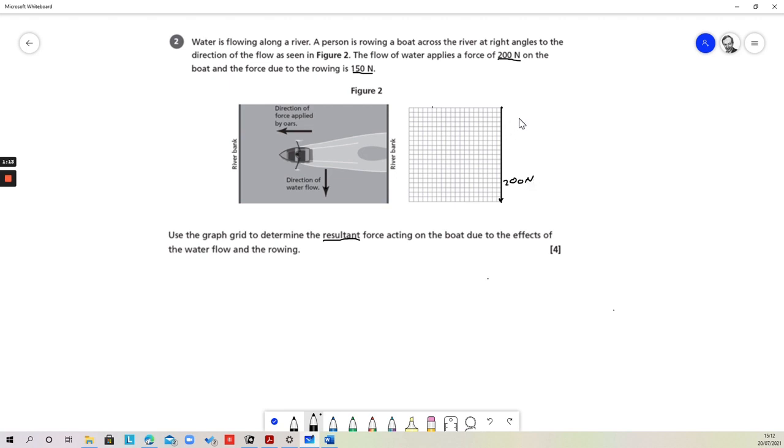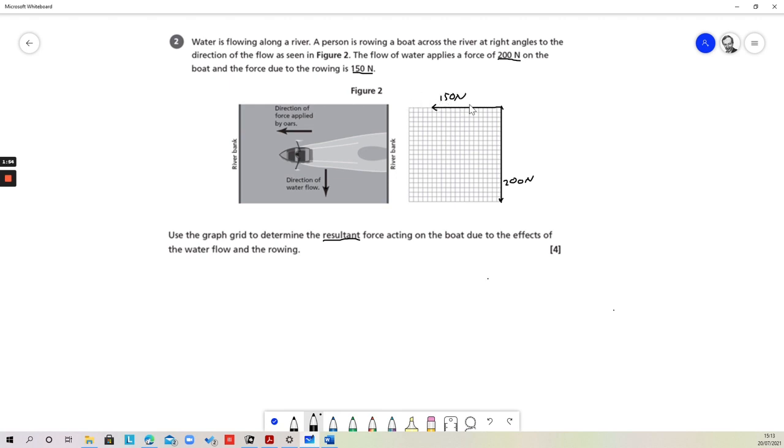And then the other force is going to be a straight line with a magnitude of 150 newtons. So we'll put that in from there, and that's going to go along in that direction there. It's going to go 15 of those little squares along, so it's a 15 millimeter long line, and that's representing our force there of 150 newtons. So we'll just put that in there.